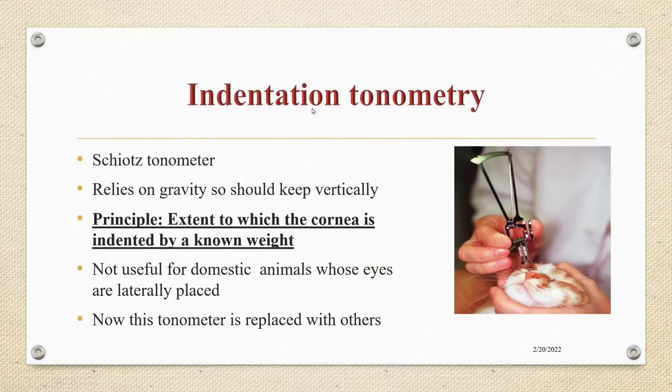The first one is the indentation tonometer. The Schiotz tonometer comes under this category. It relies on gravity, so its use is very limited to the few animals which allow us to keep it vertically. As the eyes of most farm animals and domestic animals are laterally placed, we cannot use this in our domestic animals.